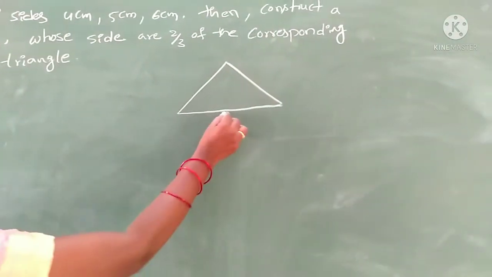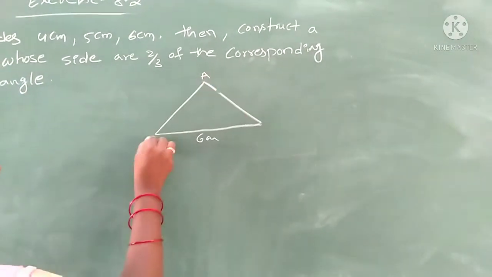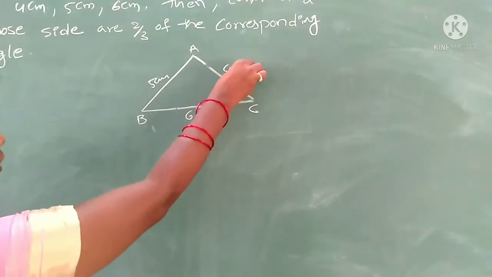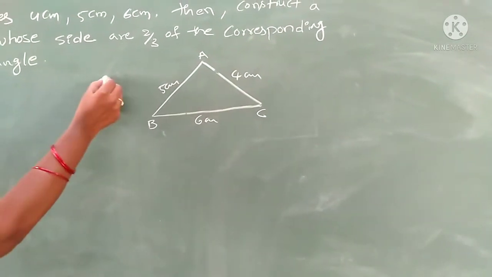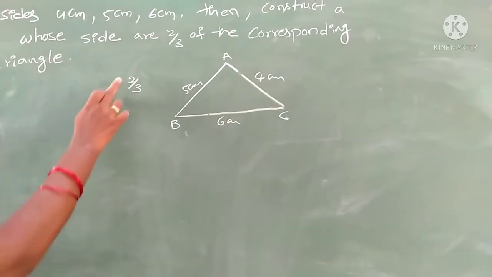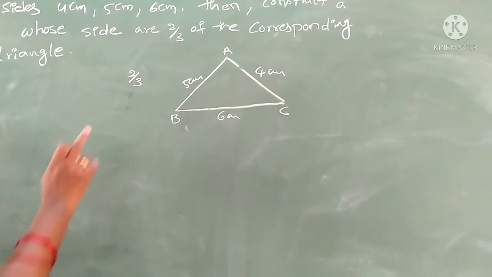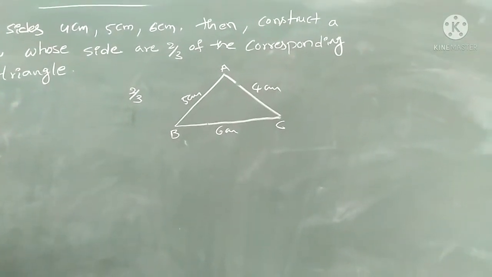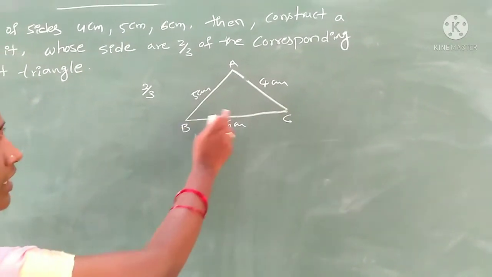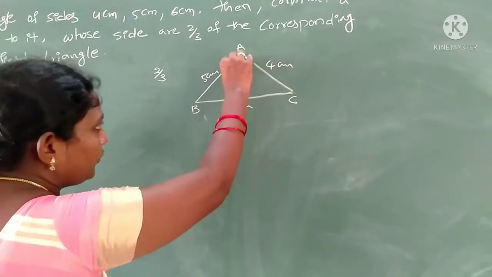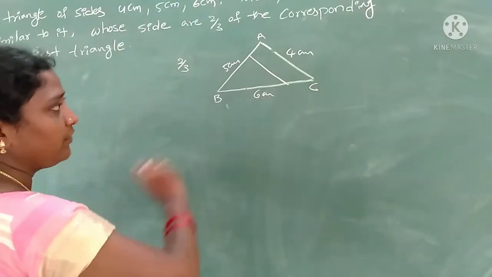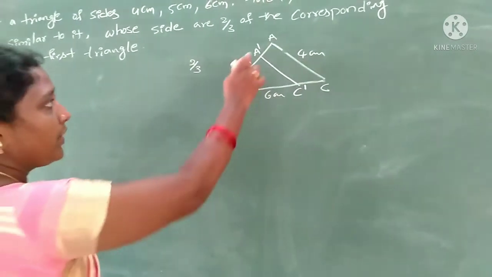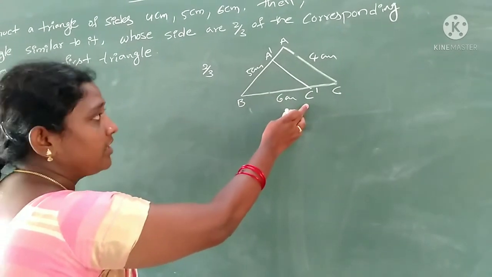So the sides are 6 cm, 5 cm and 4 cm for triangle ABC. The fraction 2/3 is a proper fraction, and a proper fraction is always less than 1. So the new triangle is always interior to the original triangle. So it's C dash and A dash. So A dash, B, C dash is the required triangle.